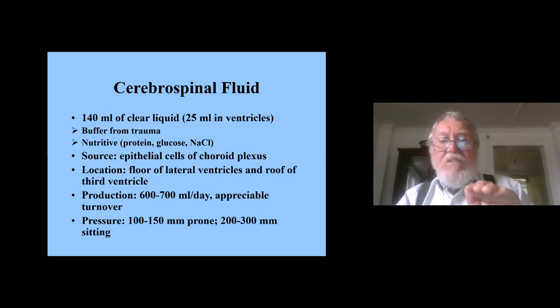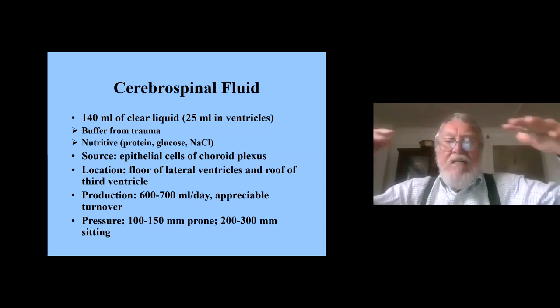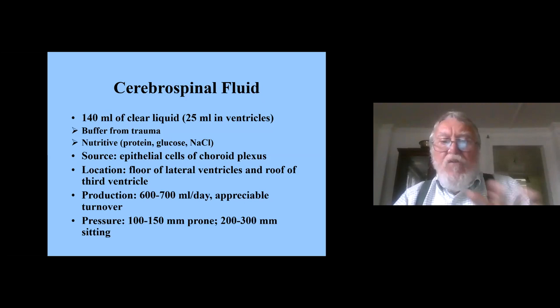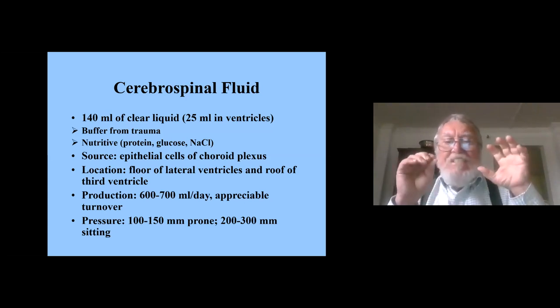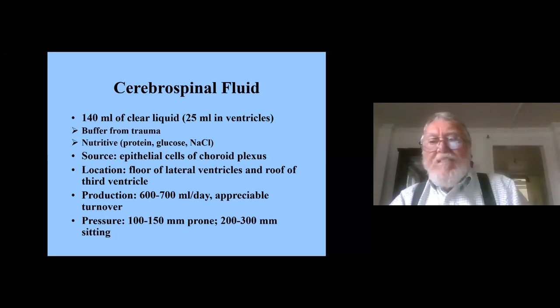Now, what is the source of the CSF? The CSF is produced by epithelial cells of something called the choroid plexus. What does choroid plexus basically mean? It means a very dense interconnected latticework that can be found on the floor of the lateral ventricles and the roof of the third ventricle. We're going to see pretty soon, when we talk about the blood supply, that the two major arteries that feed the choroid plexus epithelial cells are the anterior choroidal artery and the posterior choroidal artery. And we'll get back to that.